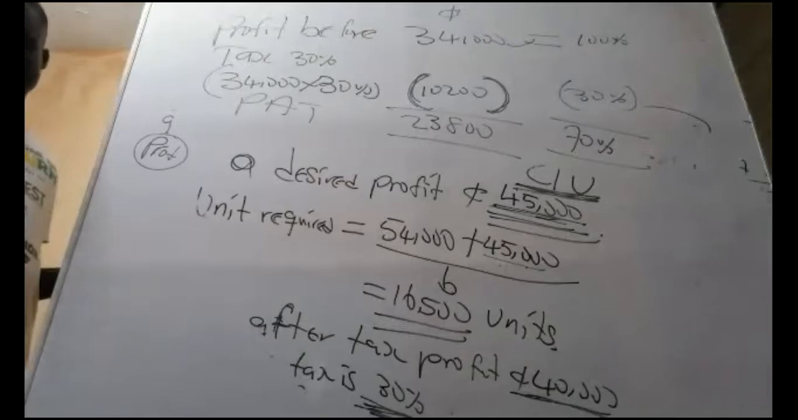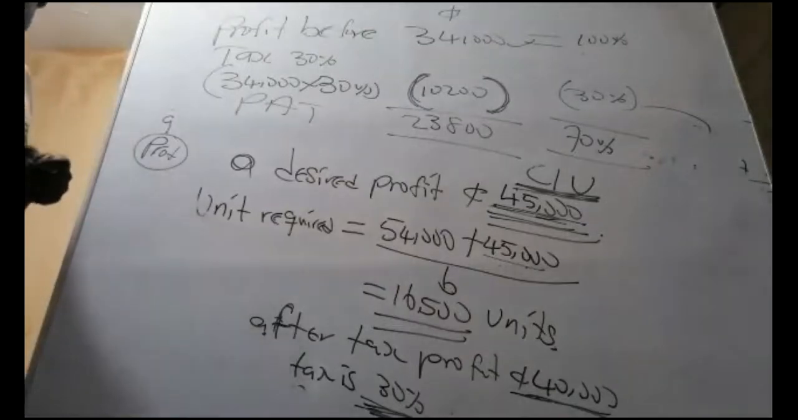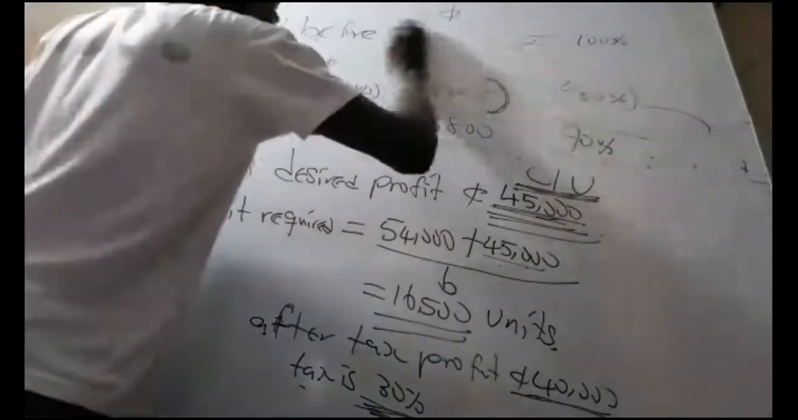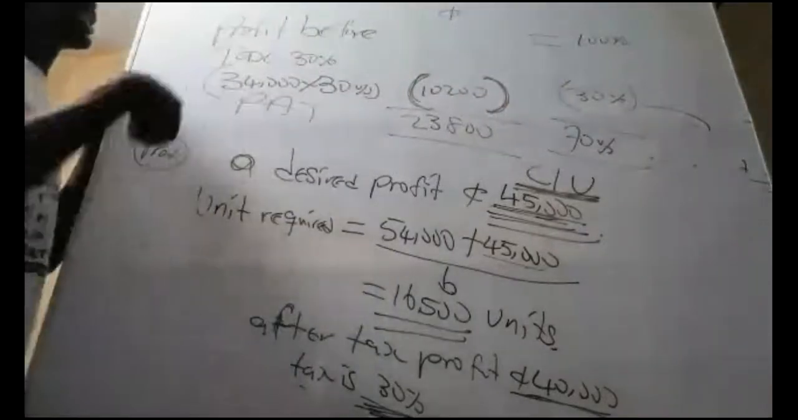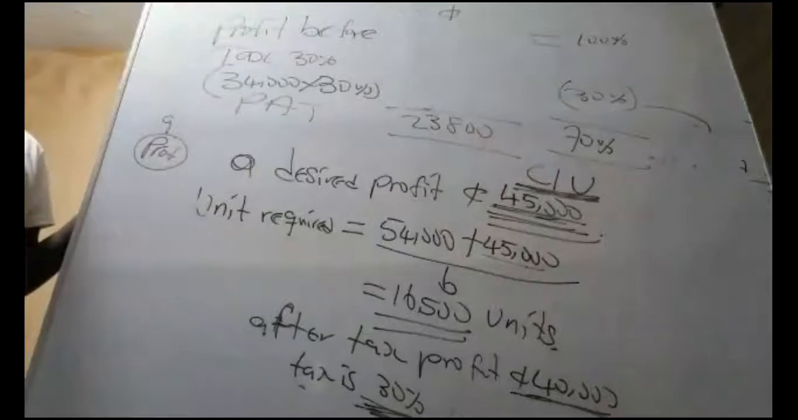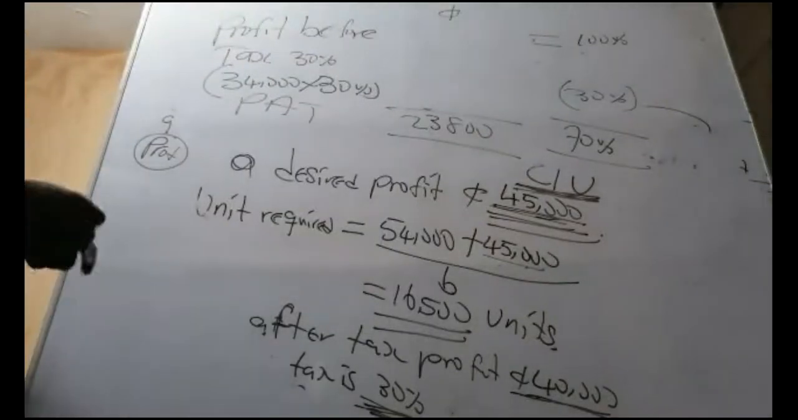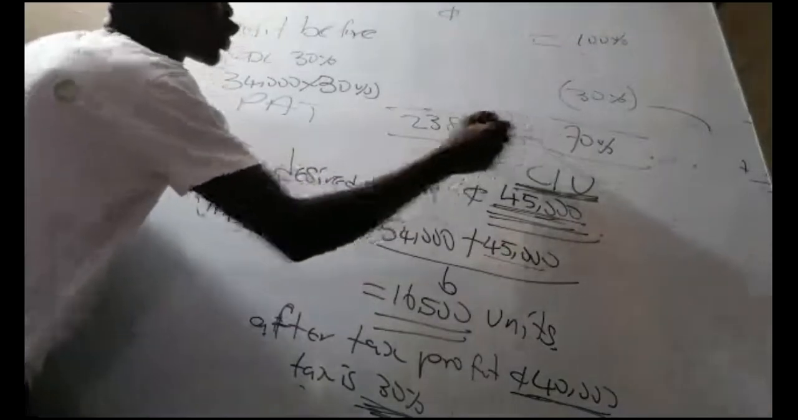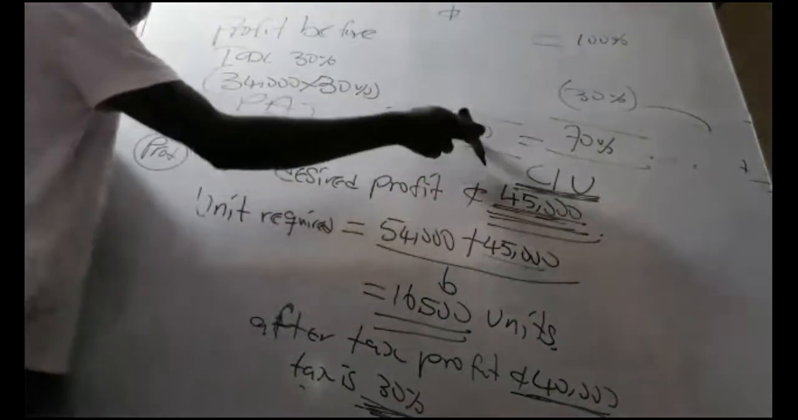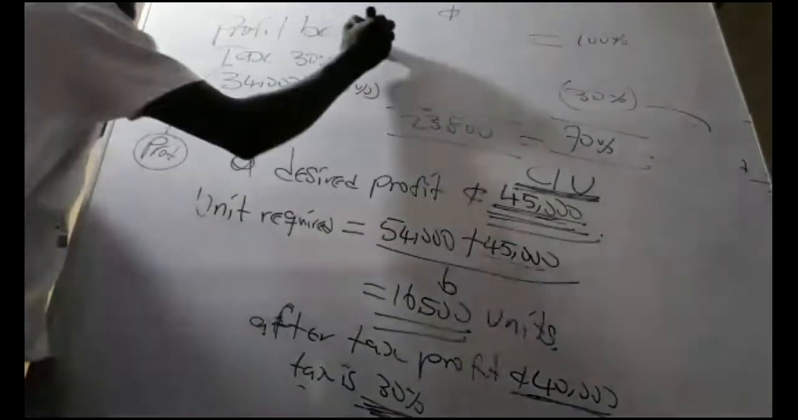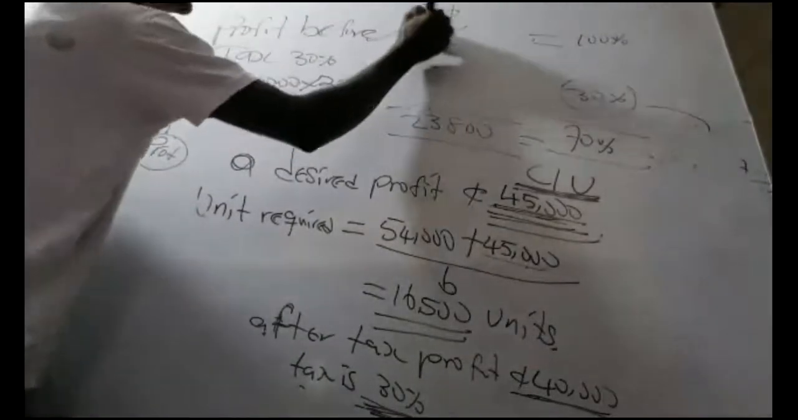So now the question is this. Assuming that I clean this figure from there and I ask you to produce it, this figure is not given to you. Produce them back. What do you do? Then you tell me that if 70% is equal to 23,800, then what are you looking for? If you are looking for the profit before tax, it's 100%. That will be what? Question mark.